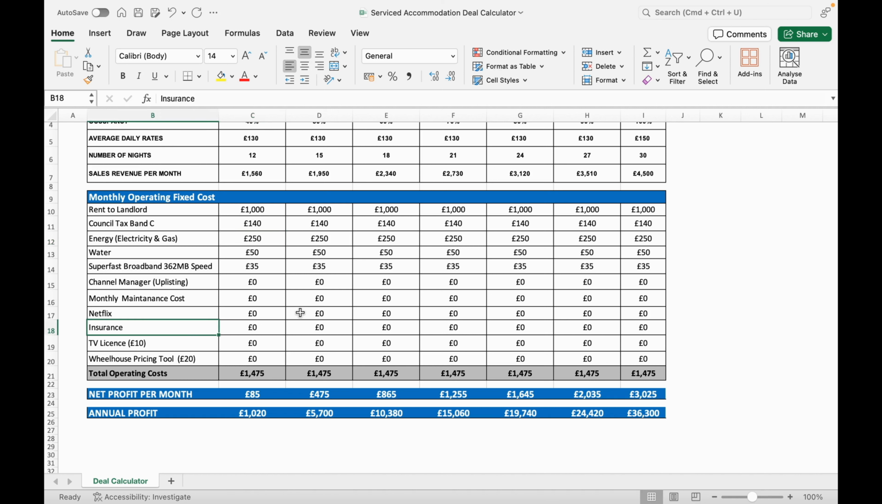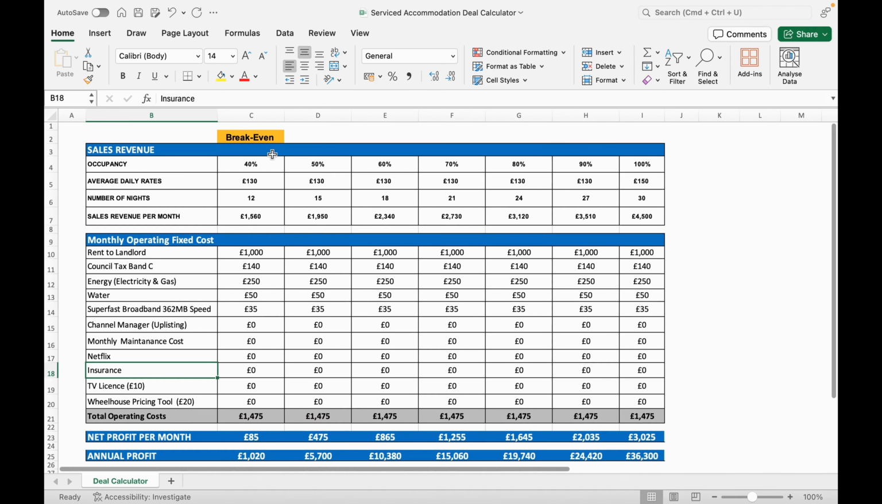There are also insurances here, because we pay the insurance for the portfolio. I didn't include it yet, but for your one property, you could be paying about 30 or 40 pounds on insurances, TV license 10, 15 pounds, all these. So you can include them. Even if we include these low numbers here, I'll still break even on this deal at 40%.